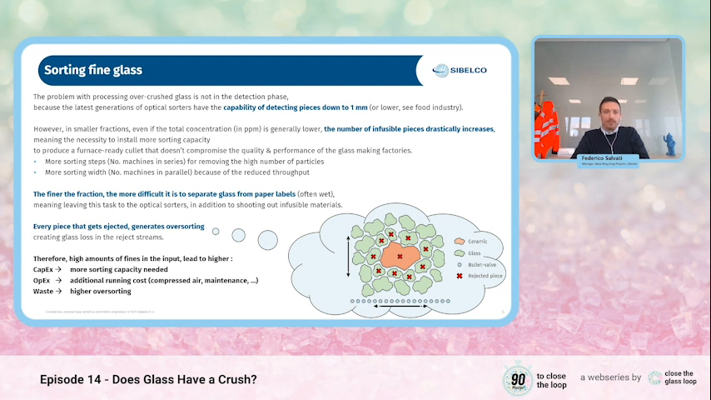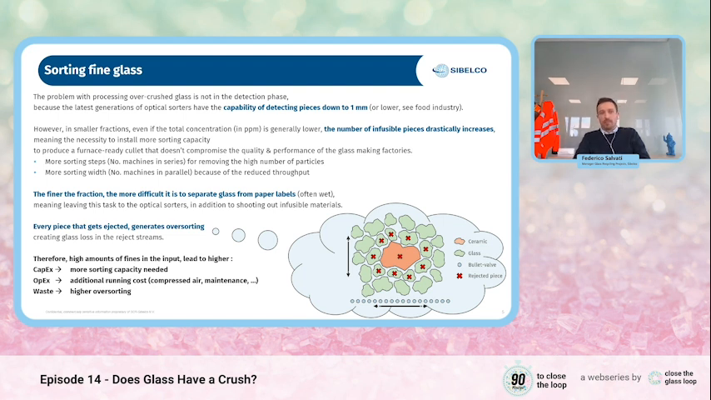What does it mean? That for fine fractions, we need more sorting steps in series, because we need 1, 2, 3, or 4 steps to completely remove, as much as possible, all the thousands of pieces that we find in the input. But also, when we deal with fine fractions, we need more sorting width, meaning more machines in parallel. This is because we saw in the previous slide that in the fine fraction, the throughput capacity of optical sorters is decreasing, and then to perform the same job, the same tons per hour, we need more sorting width, meaning more machines in parallel.